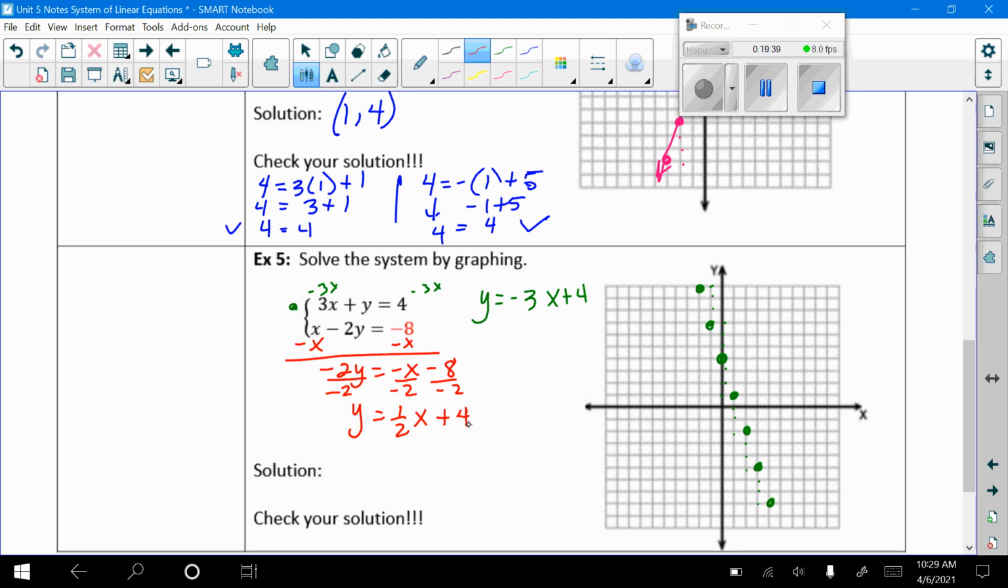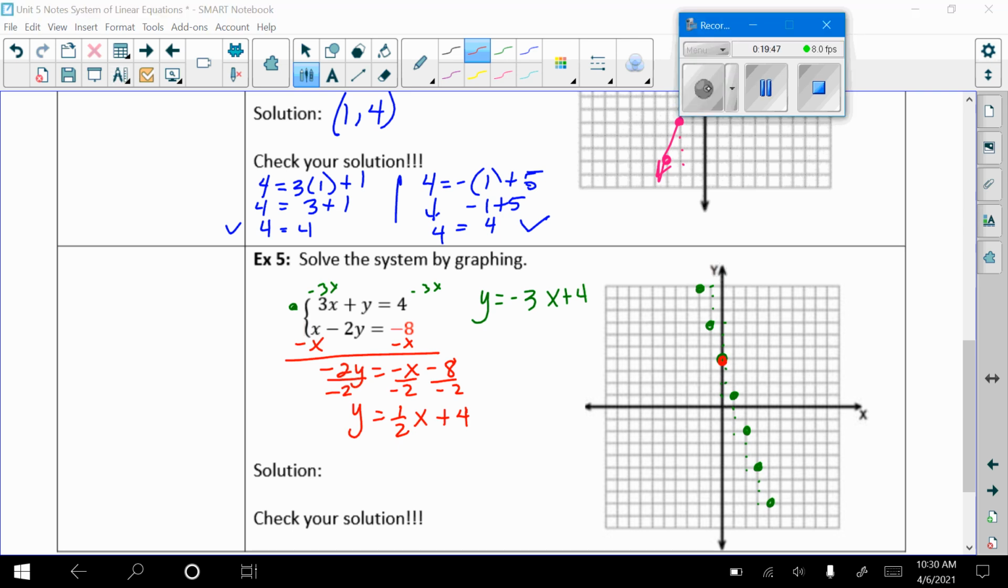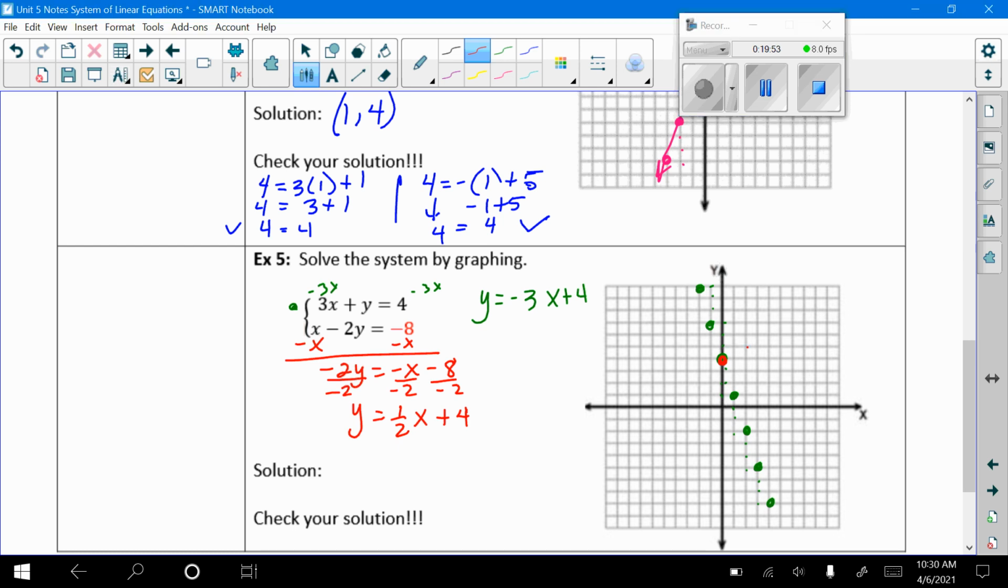I'm going to go up 4, put a dot. 1, 2, 3, 4. Ooh, look at that. My y-intercept is the same. All right, and so I already have that. So I'm going to go up 1, up 1 over 2. Up 1 over 2. I'm also going to go down 1, back 2. Down 1, back 2. My solution, it looks like, is going to be 0, 4.